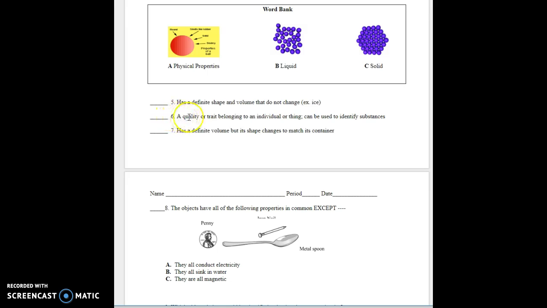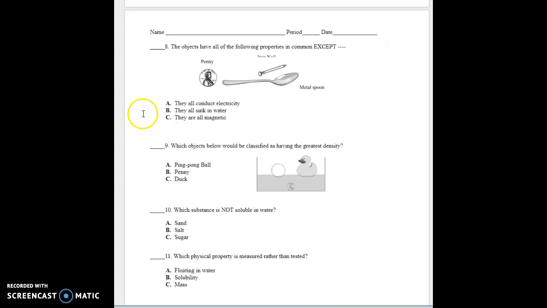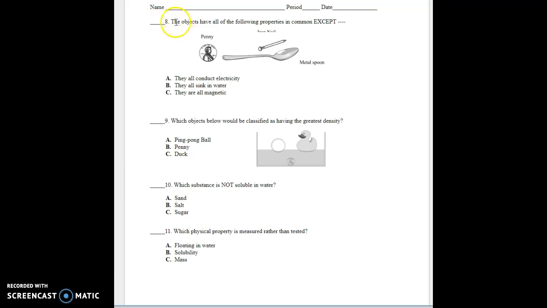Number 6. A quality or trait belonging to an individual or thing that can be used to identify substances. Number 7. Has a definite volume but its shape changes to match its container. Number 8. The objects have all of the following properties in common except: penny, iron nail, metal spoon.